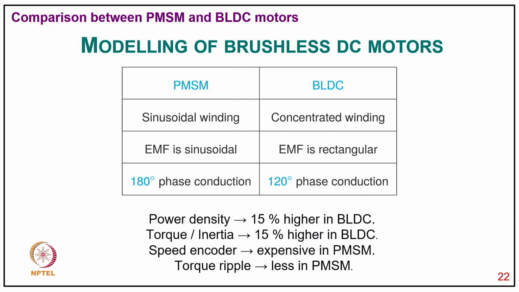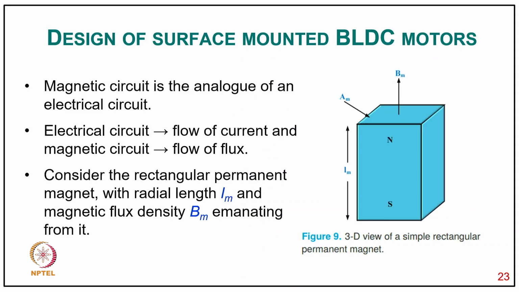Here the EMF is sinusoidal, and here the EMF is trapezoidal, and here we have 180 degree conduction for PMSM, and here 120 degree conduction for BLDC. Here the power density is 15% higher in the BLDC motor, the torque to inertia ratio is 15% higher in the BLDC motor, the speed encoder is expensive in PMSM, and torque ripple is less in PMSM.